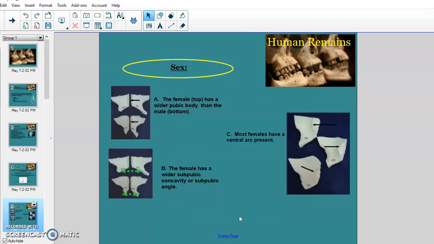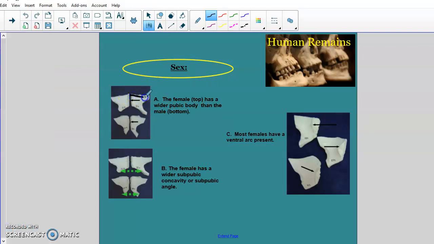So in determining sex, the first main indicator for determining whether someone's male or female is the pubic body, which is just this space from here to here. It's going to be wider in females than it is in males. Okay, so you'll notice a male isn't as wide across the top here as a female is. That's the first one. So the pubic body is your first indicator. Females are going to have a wider pubic body than males.